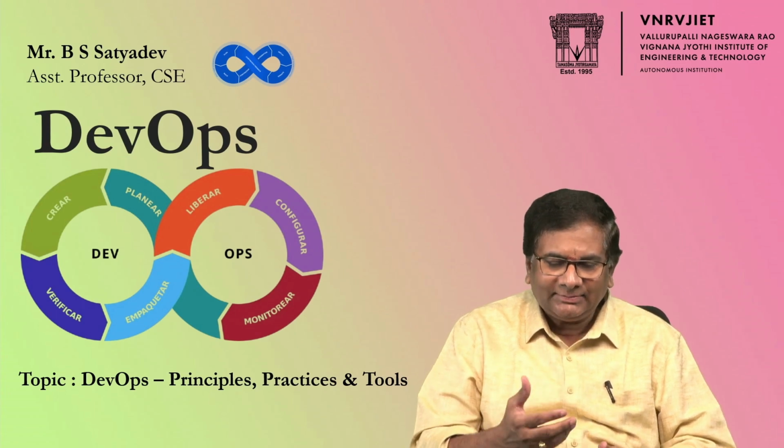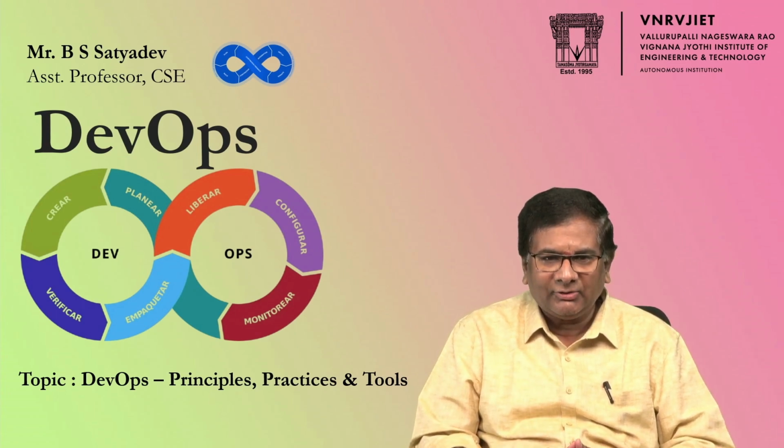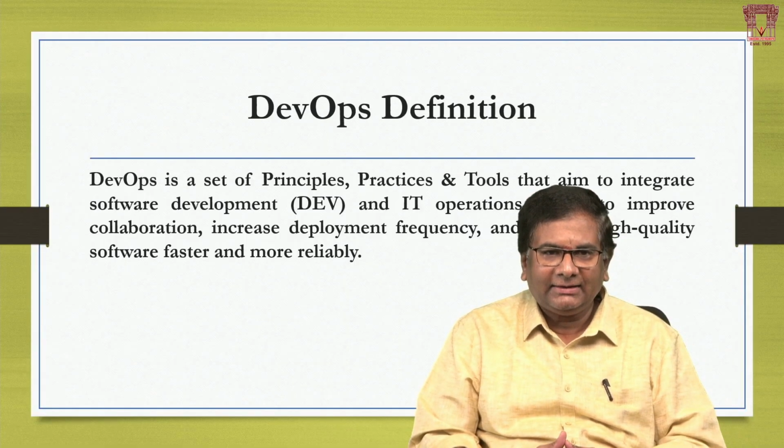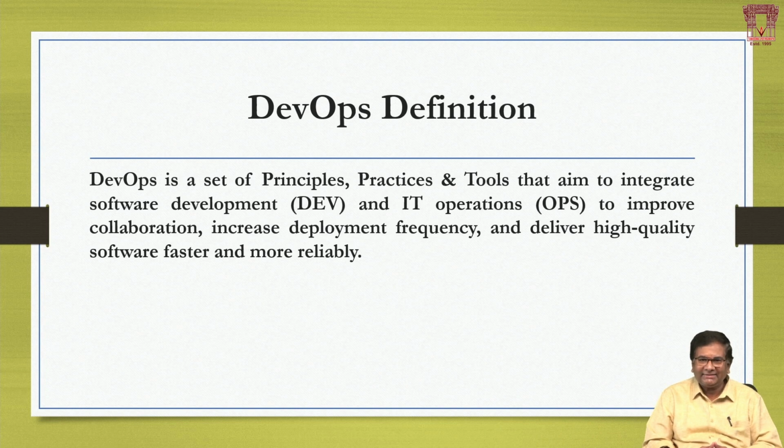Now, in this presentation, I'm going to talk about DevOps principles, practices, and tools, because when I was defining DevOps, this is what I said: DevOps is a set of principles, practices, and tools that aim to integrate the software development team and the IT operations team to improve collaboration, increase deployment frequency, and deliver high quality software faster and more reliably. So I have already explained about the dev and ops teams, how the deployment happens, what is high quality code and all that stuff.